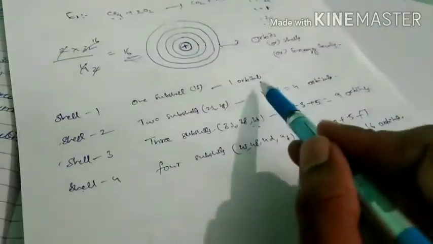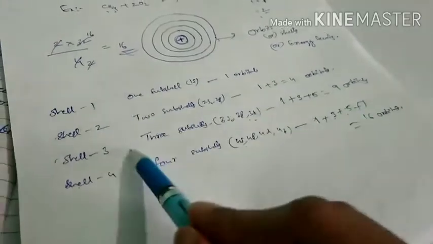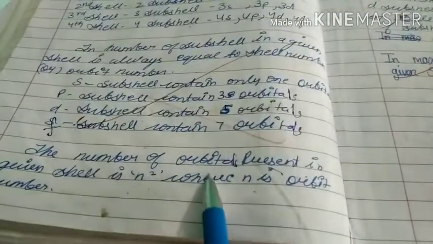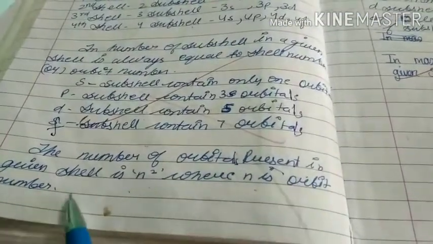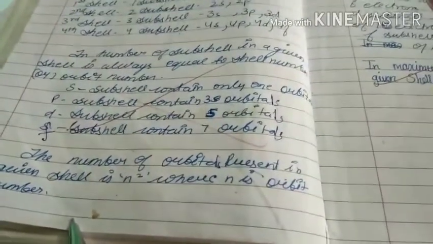So what is the important point? Finally, shell 1 contains 1 orbital. Shell 2 contains 4 orbitals. Shell 3 contains 9 orbitals. Shell 4 contains 16 orbitals. So what is the final statement here? The number of orbitals present in a given shell is n square, where n is the orbit number.